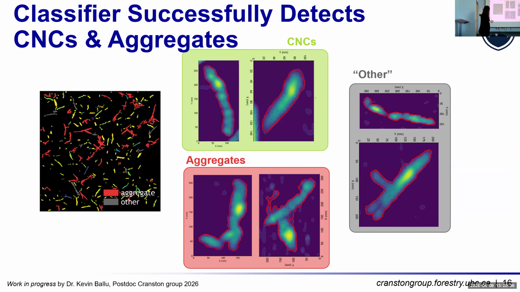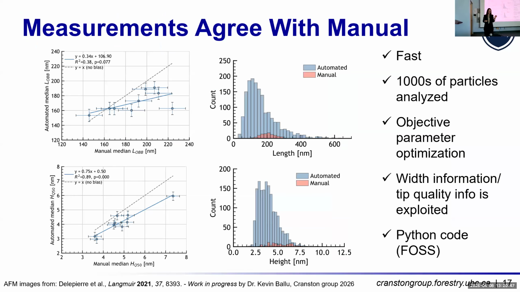And so just a few examples here of what it's picking up right now. These are the ones we would consider CNCs, some aggregates, and some other. And so we're really happy with this not being nearly as subjective as it used to be.